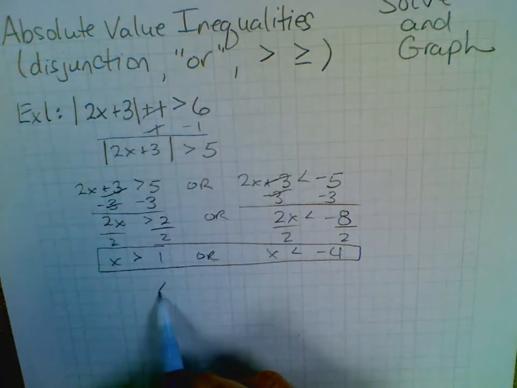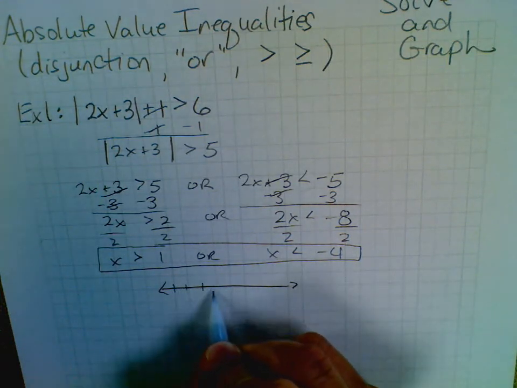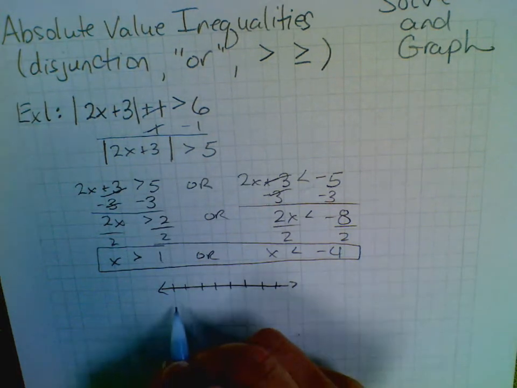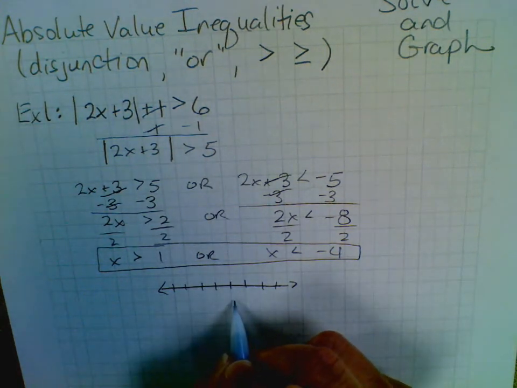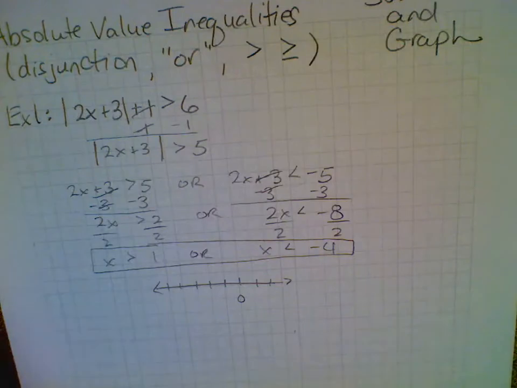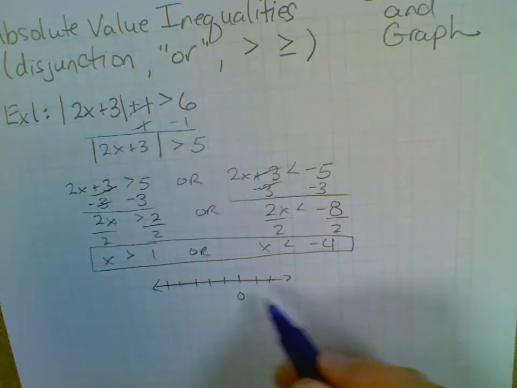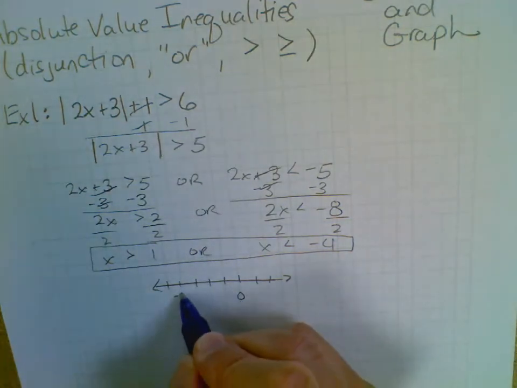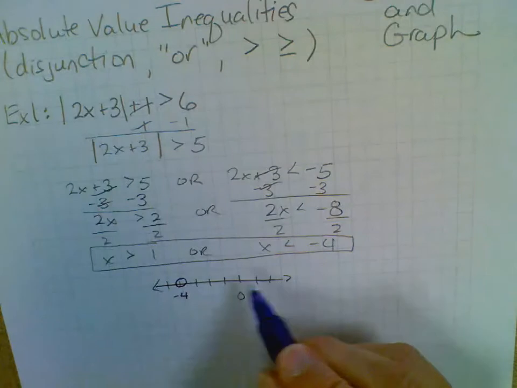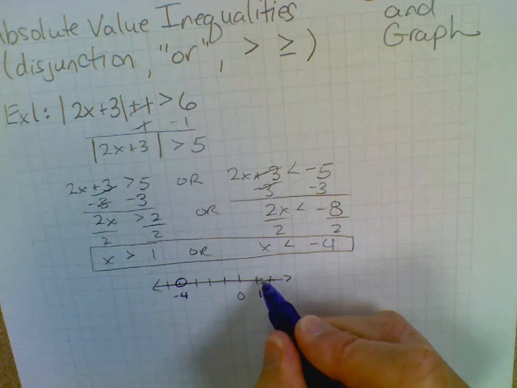So now on the number line graph, I'll put my 0 here. Okay, now I'm going to go to negative 4. Since this is just a less than, there's no equal to bar attached to it, so it's going to be an open circle on negative 4. And then I'm going to go to 1. Same thing, there's no equal to bar attached, so it's going to be open.